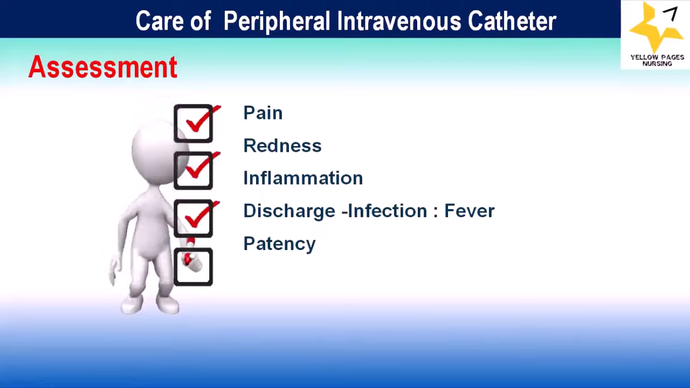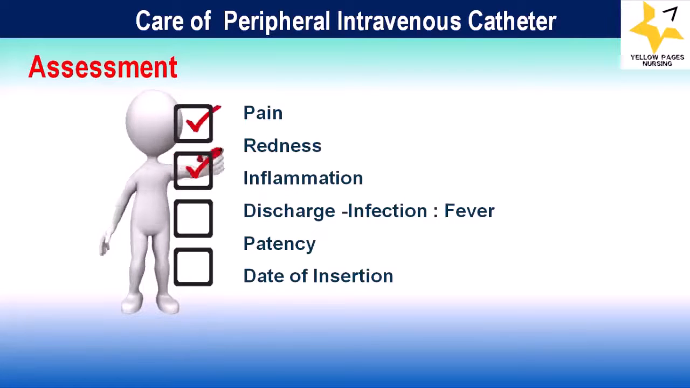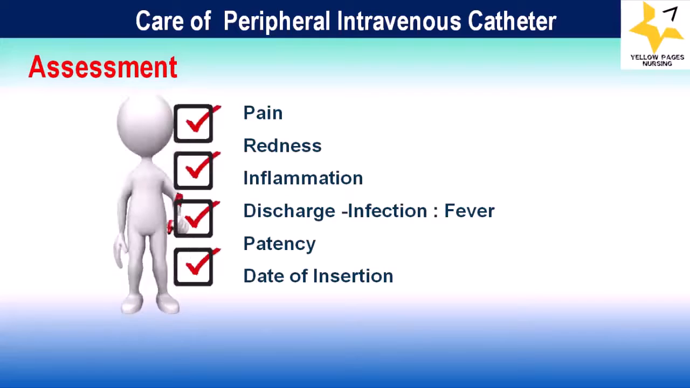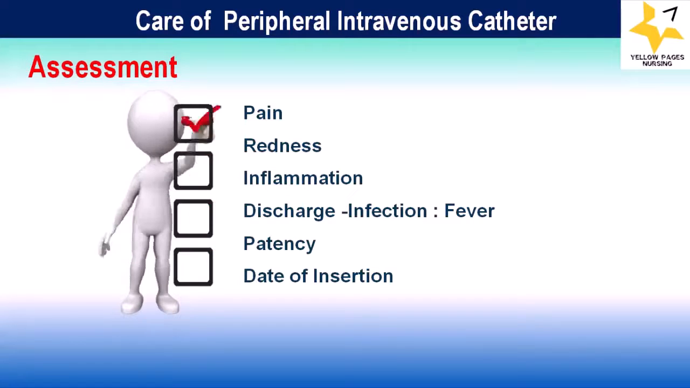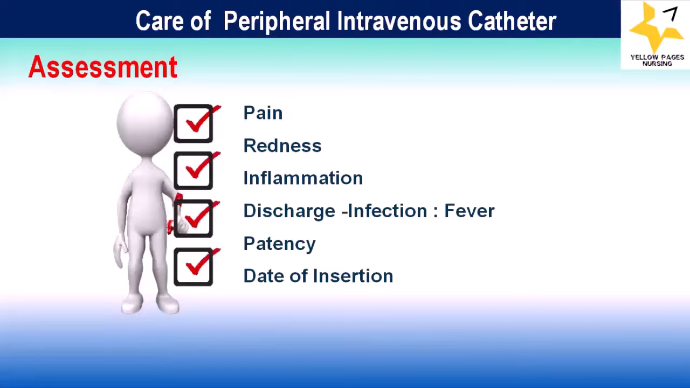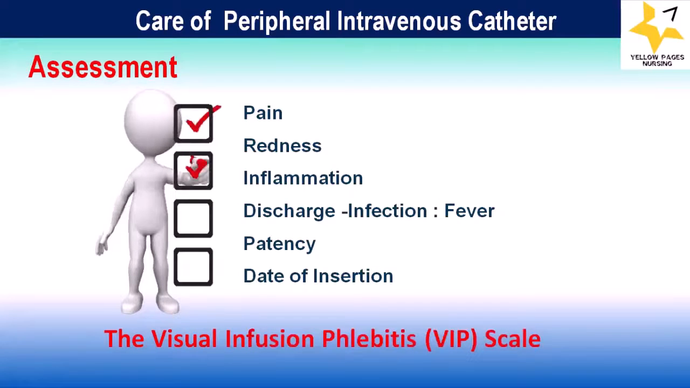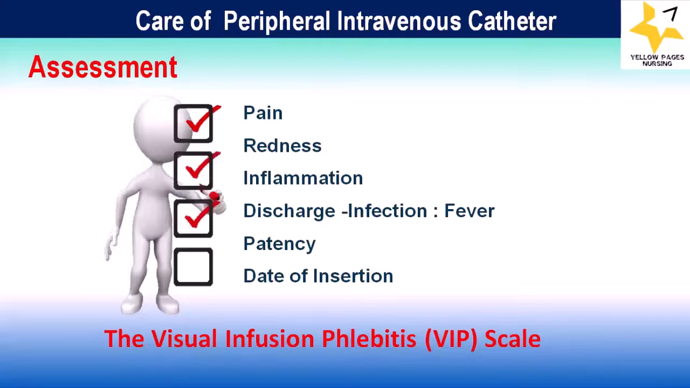Next comes date of insertion. Recording the date of IV cannula insertion and its duration are essential for patient care and safety. Resite the cannula according to your institutional policies or use clinical judgment. The Visual Infusion Phlebitis VIP scale is a widely used tool for assessing and grading the severity of phlebitis, which is inflammation of a vein often caused by the presence of an intravenous catheter or cannula.